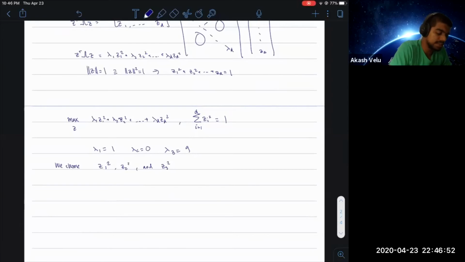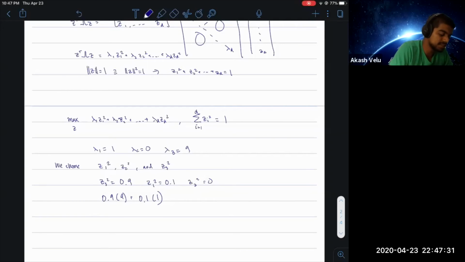If, say, we let z3 squared equal like 0.9, and that means that we have 0.1 left, so let's give z1 squared 0.1 and z2 squared 0. So these sum to 1. Well, then our resulting value, our score, which is the sum, is going to be something like 0.9 times 9 plus 0.1 times 1. Okay, so that's what we get. But we want to choose the z that maximizes this. So can we do better?